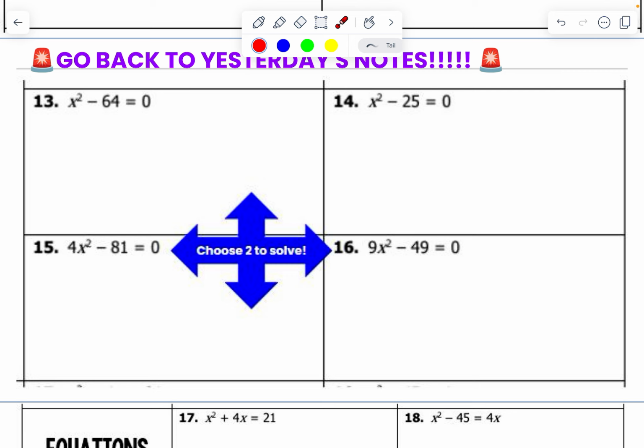Question 2, is there a greatest common factor between 9x squared and 49? Well, 9 is 1 times 9 and 3 times 3. 49 is 1 times 48, 2 times 24, 3 times 16, 4 times 12, and 6 times 8. So they actually do have a greatest common factor of 3. So let's go ahead and do that.